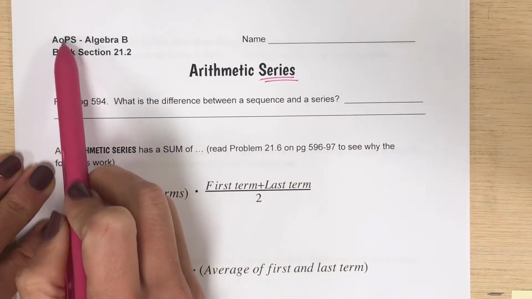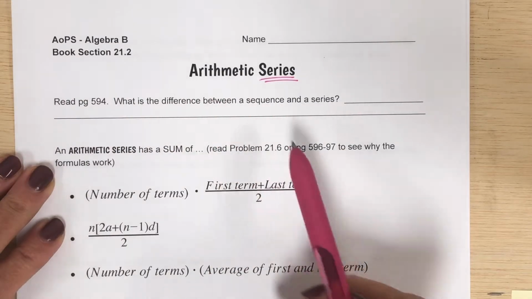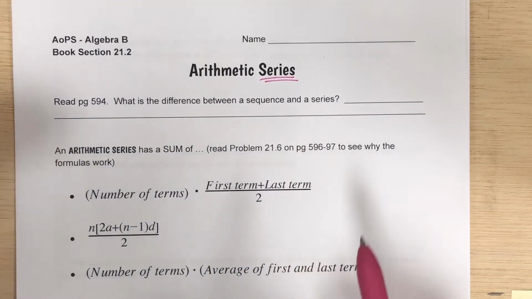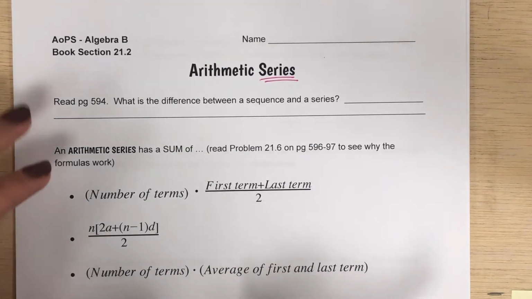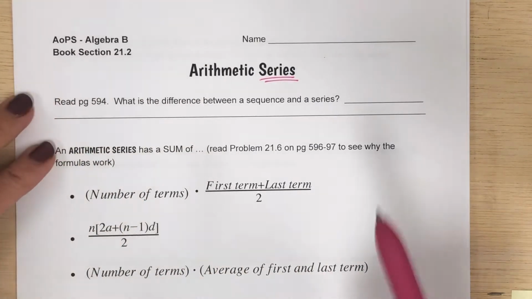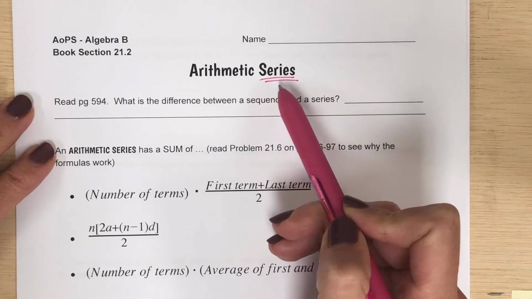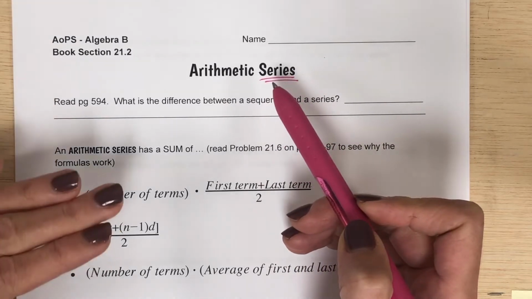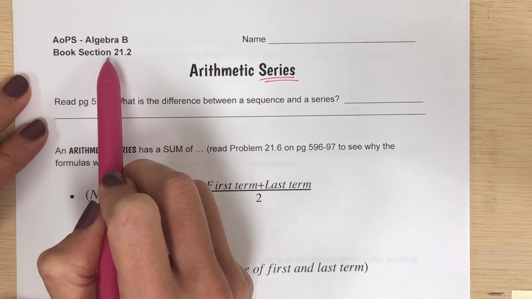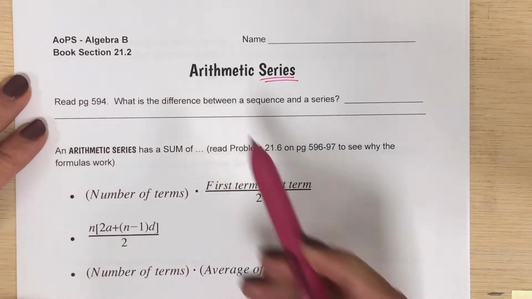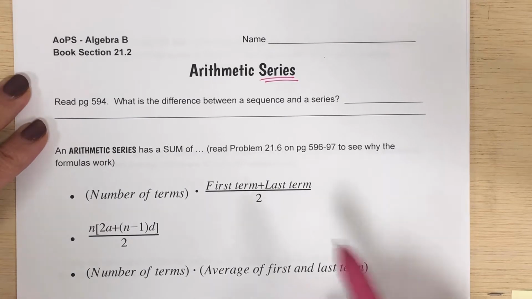But they do go over series in your AOPS book, and I found that in AOPS they go into series really fast and really deep, and so students kind of struggled with it because it was so deep so fast. So I wanted to do a very quick overview of series so that you get some easy problems under your belt, so that when you do see them later on in AOPS, which is in chapter 21, they'll be a little bit more familiar to you.